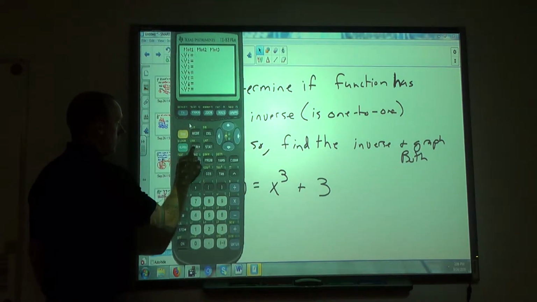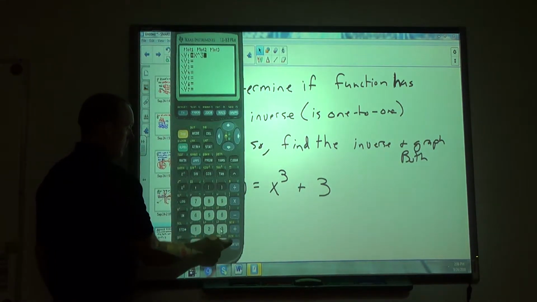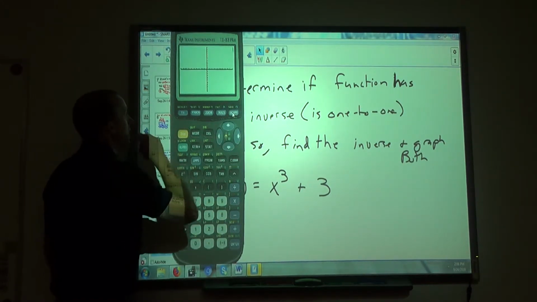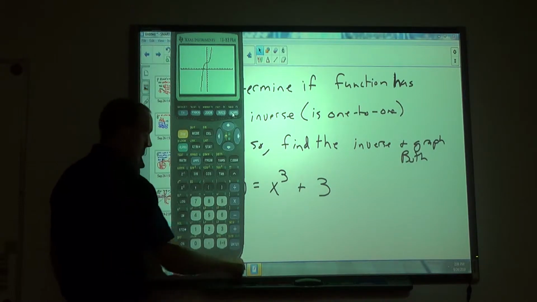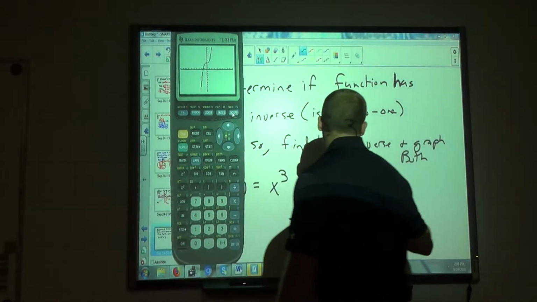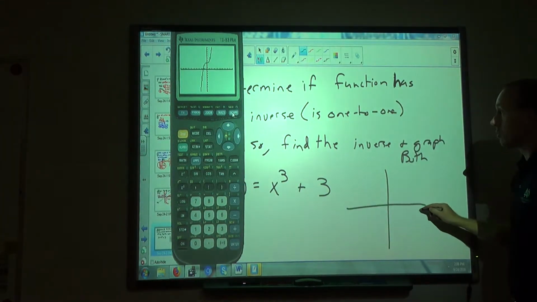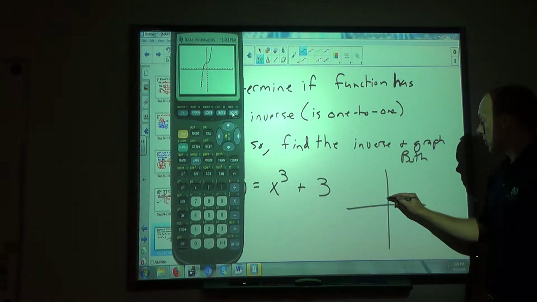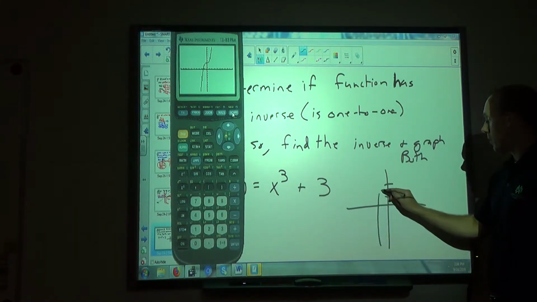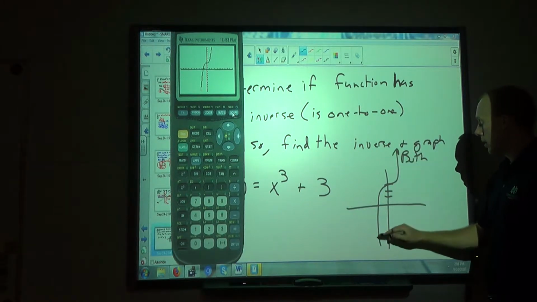So x cubed, it does, it passes. Plus 3, I think so. Yep, it does. Okay, so you're going to have to graph both of them. So we can start by graphing this one while we have it here. It looks like it goes up 3. So it comes up here, it goes like this and keeps going.